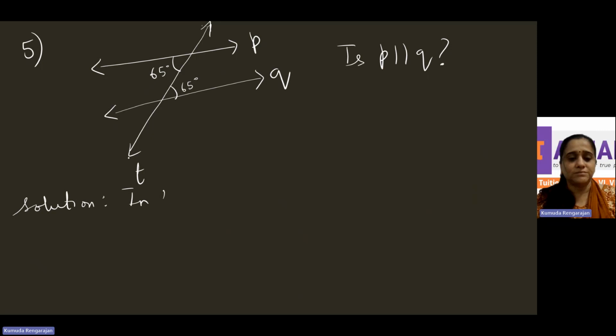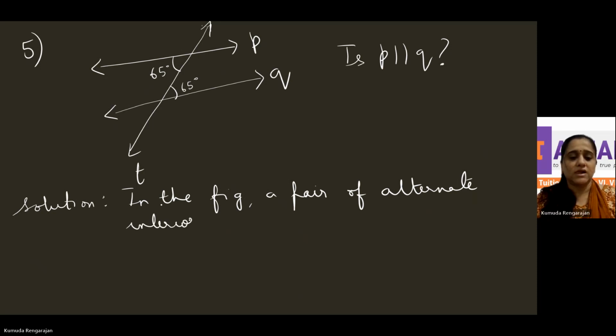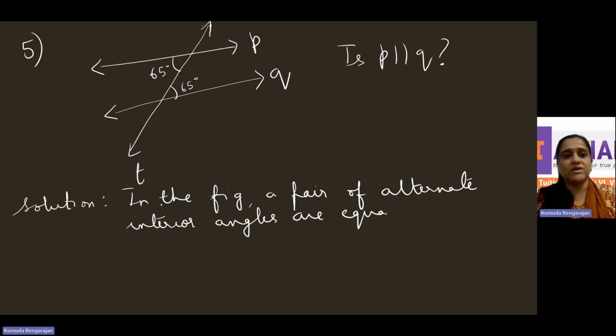So what should you say? In the figure, a pair of alternate interior angles are equal. If they're equal, therefore P is parallel to Q, because alternate angles are equal.